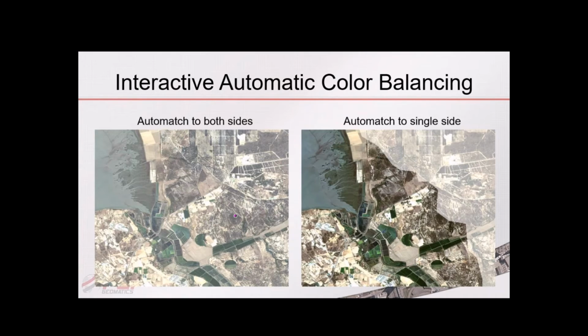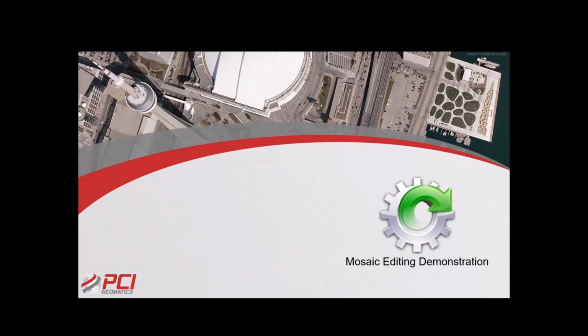The same thing occurs on the right. When we use auto match to single side, I simply drop a dodging point. It's going to take the statistics from one of the images and apply it to the second image, and then you'll get a seamless transition. So in both cases, all that was required was to place a dodging point and the color balancing was performed for you automatically. I'm going to jump out of the PowerPoint again, and I'm going to give you an example of that to really show you how easy it is to color balance your imagery.